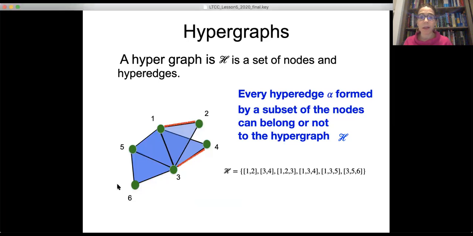So for instance, here you have a hypergraph indicated by the set of hyperedges between these 6 nodes, and you have interaction between 1 and 2, 3 and 4, and then you have a triangle interaction 1, 2 and 3, but you see you don't have any interaction between 2 and 3 alone. So you can have the triangle without all the links belonging to it.